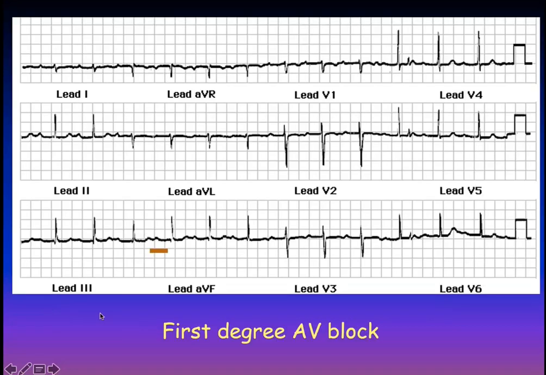So this is the example. You will notice that this is 5, 6, 7, 8. So this is 8 small squares. You multiply it by 0.04. So the value is 0.32. Since the value of your PR interval is 0.32, this is first degree AV block because the normal value for PR interval is 0.2.